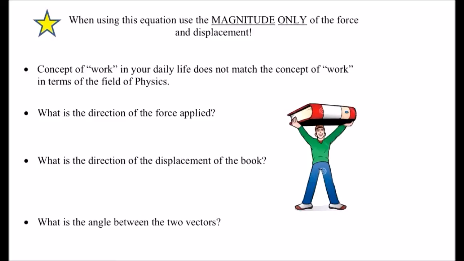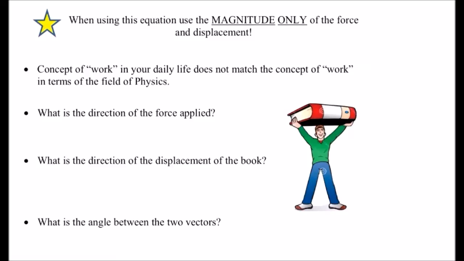So let's say I've got my upward force, so the force vector is this way. The displacement vector was that way. What's the angle between that and that? 90 degrees. What is the cosine of 90 degrees? 0. What's 0 times force times displacement? 0. So there was no work done on the book, right? Does that make sense? Exactly.